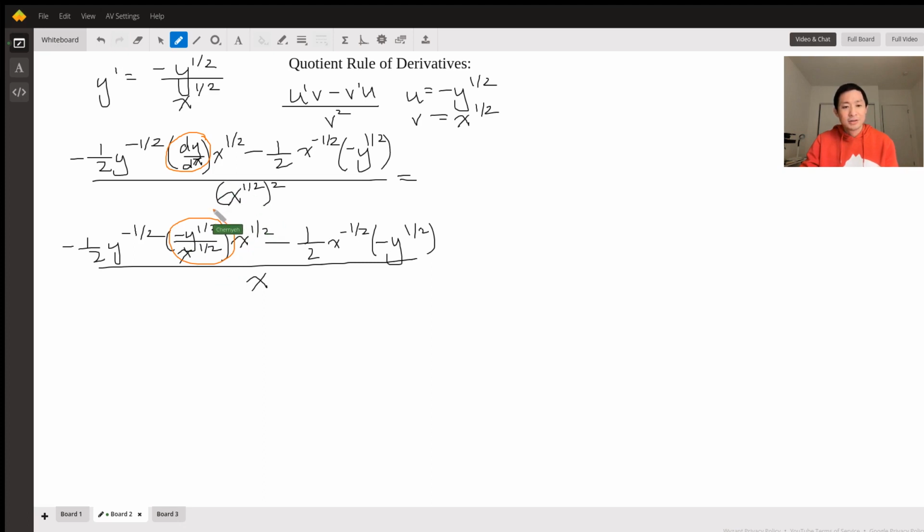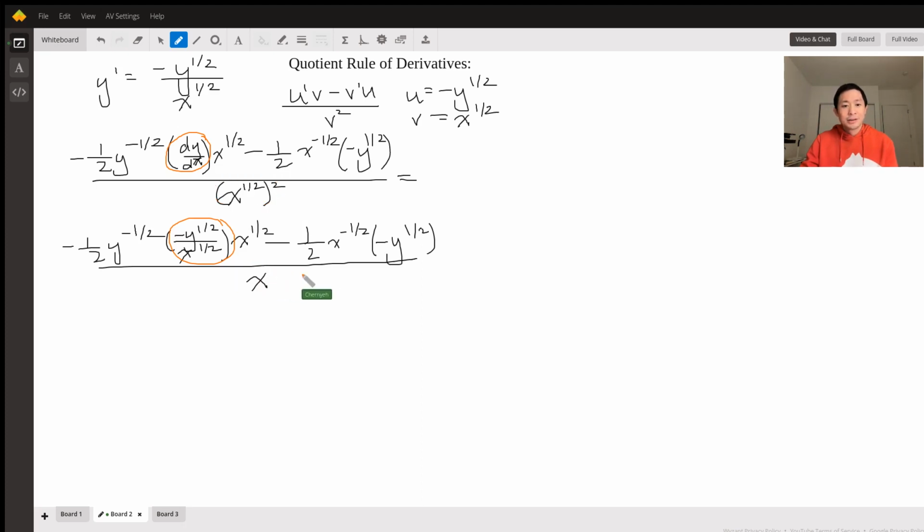All right. So substituting, now we have negative 1/2 y to the negative 1/2 power times negative y to the 1/2 over x to the 1/2, the first derivative. Multiply that by x to the 1/2, and the rest is the same here on the right side. X to the 1/2 power squared, we know that we multiply exponents when we raise an exponent to an exponent, and therefore 1/2 times 2 is equal to 1, so x to the first power.